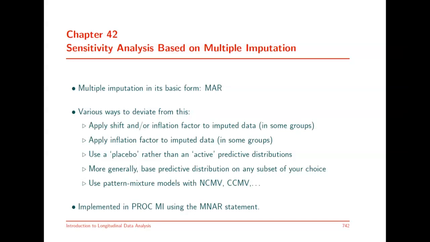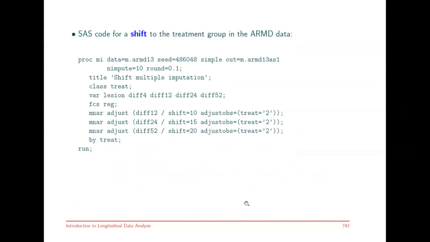You can say, okay, I take that missing at random predictive distribution and I play around with it a little bit. I draw from it, and every draw I add a certain amount, a shift. I shift upwards, I shift downwards. Or I inflate, say after dropout, the variance gets larger, so I change the variance a little bit. Or what you can also do is say after dropout, the predictive distribution will not come from everybody, it will come from the completers, from the placebo group only. Or you can use pattern mixture strategies.